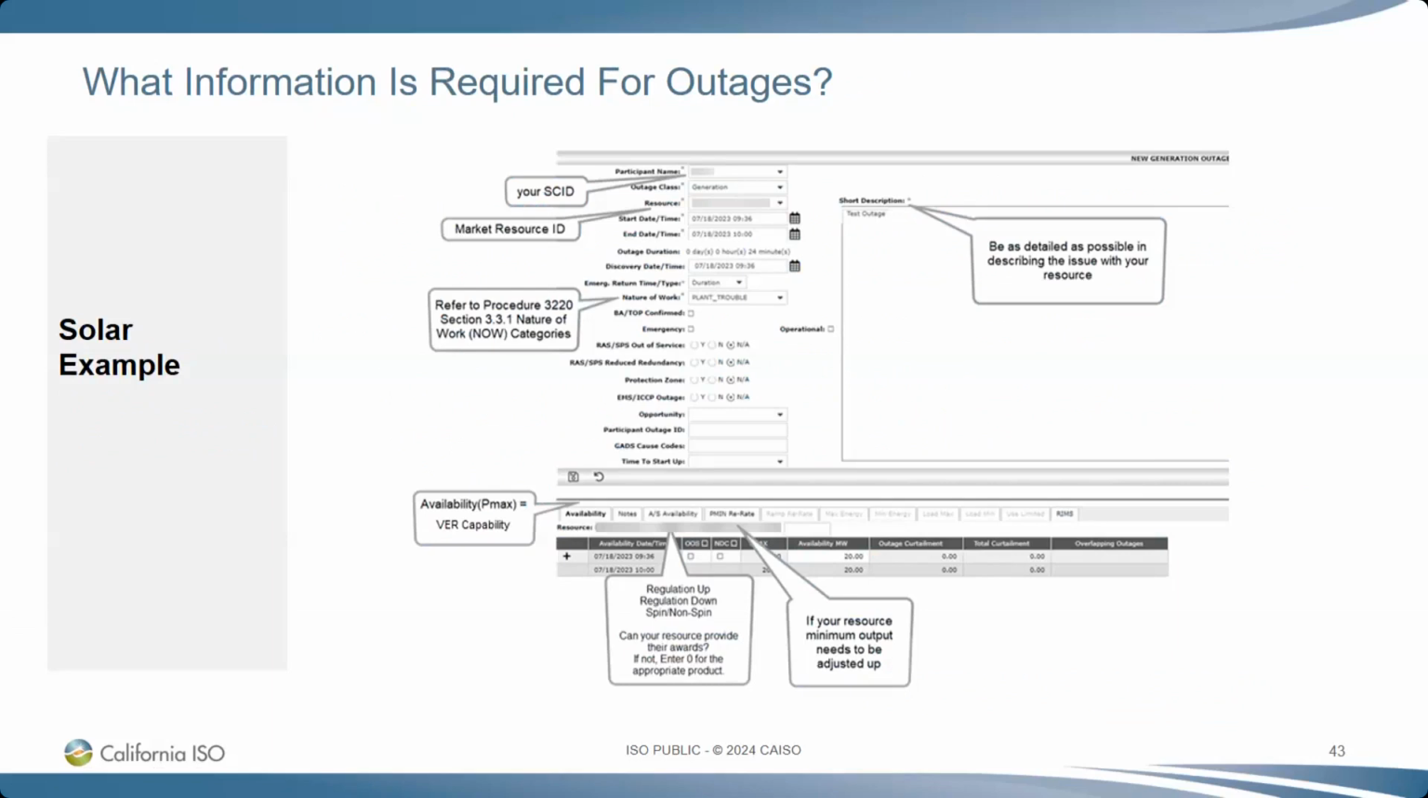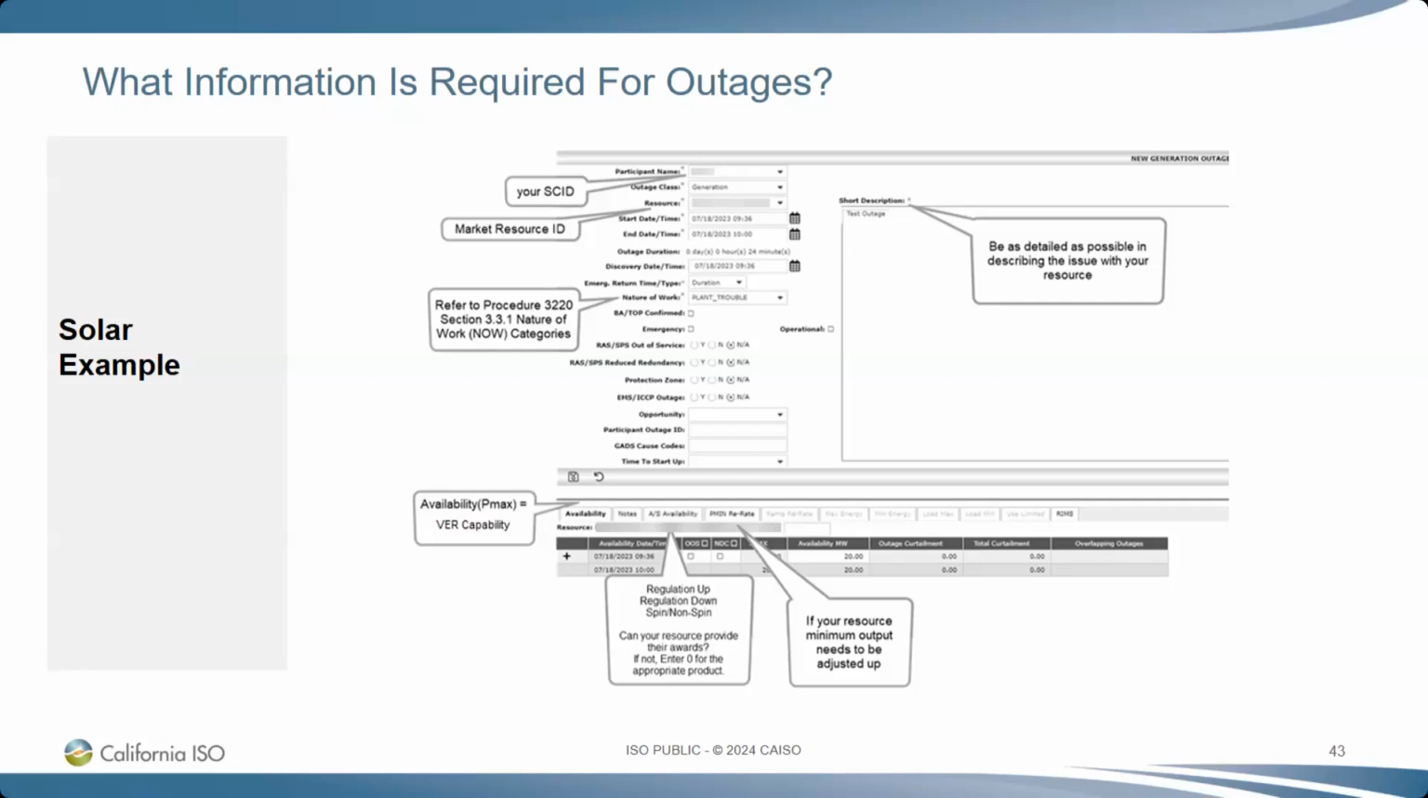So here we have a solar example of the different fields to be considered, and depending on what the reasons are, what kind of information you're going to want to put in there. So obviously your SCID, that's going to be something that's universal. Market resource ID. There's a section for nature of work, we'll talk about that in a moment. And then a short description. So be as detailed as possible. What is the issue that you're having? What is the physical issue that you're having with the resource? And again, that's going to help keep everybody informed.